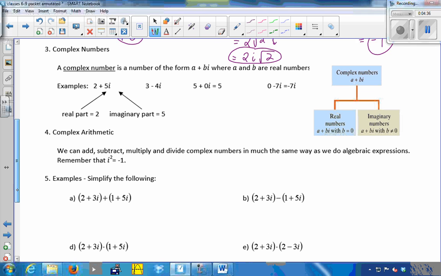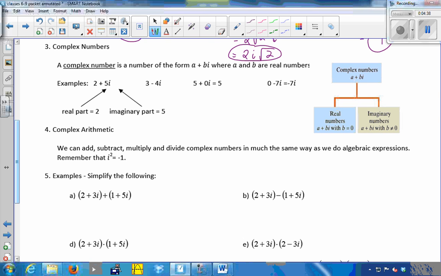All right, so let's look at some complex numbers. A complex number is a number that looks like a plus bi. So you've got a real part, like in 2 plus 5i, the real part is 2, and then an imaginary part, 5i. 3 minus 4i, that's a complex number. 5 plus 0i, which is just plain old 5, is a complex number. And 0 minus 7i, which is negative 7i, is also a complex number.